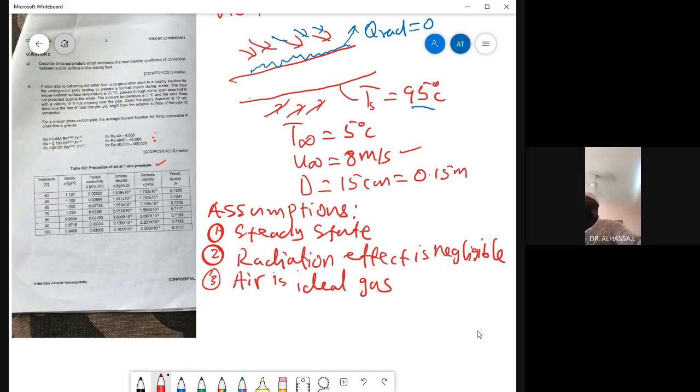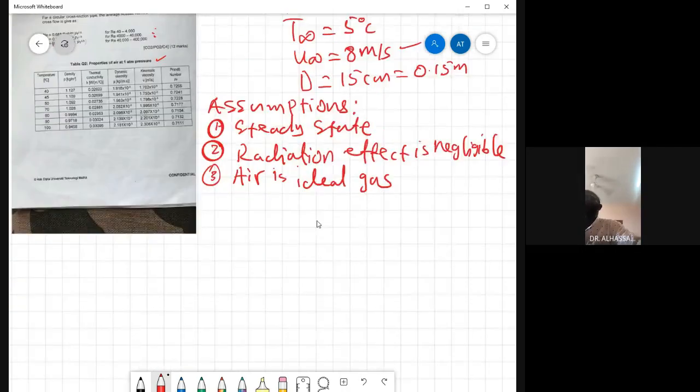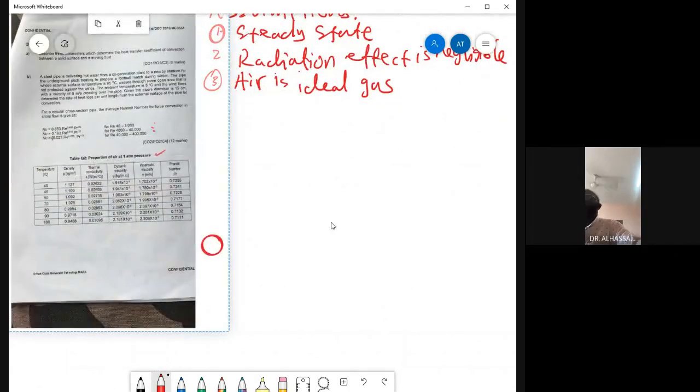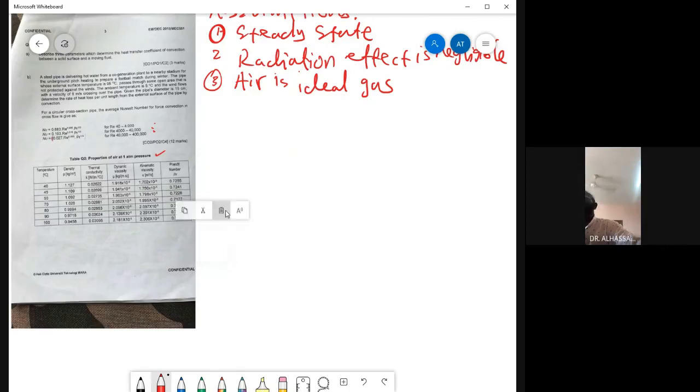Next, we need to decide what the flow situation is. Is it laminar flow? Is it turbulent flow? Is it mixed flow? You understand? We need to determine this so that we can select the appropriate Nusselt number. Again, to give you the background of what we are supposed to do, we want to calculate the value for Q convection. And Q convection equals hA times what? Delta T.